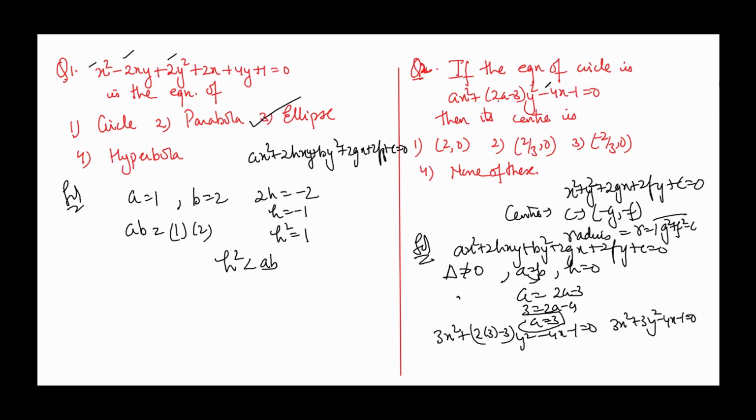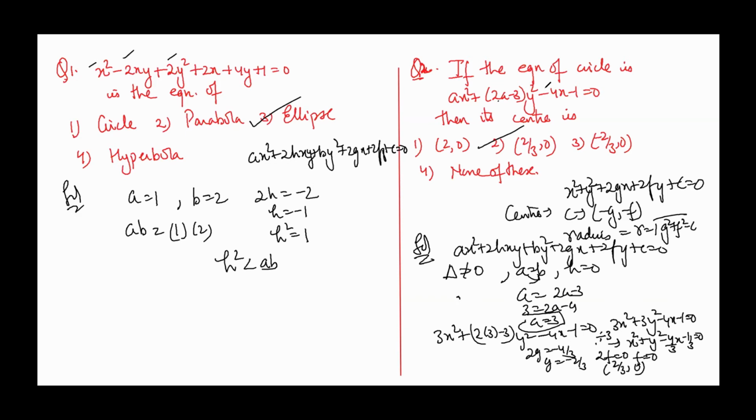And in order to find the center, first I have to divide it by 3. So this becomes x square plus y square minus 4 by 3 x minus 1 by 3 equal to 0. And from here, 2g is minus 4 by 3, so g comes out to be minus 2 by 3. And 2f is 0, so f comes out to be 0. But the center is (minus g, minus f), so my center is (2 by 3, 0). So the answer is the second option.